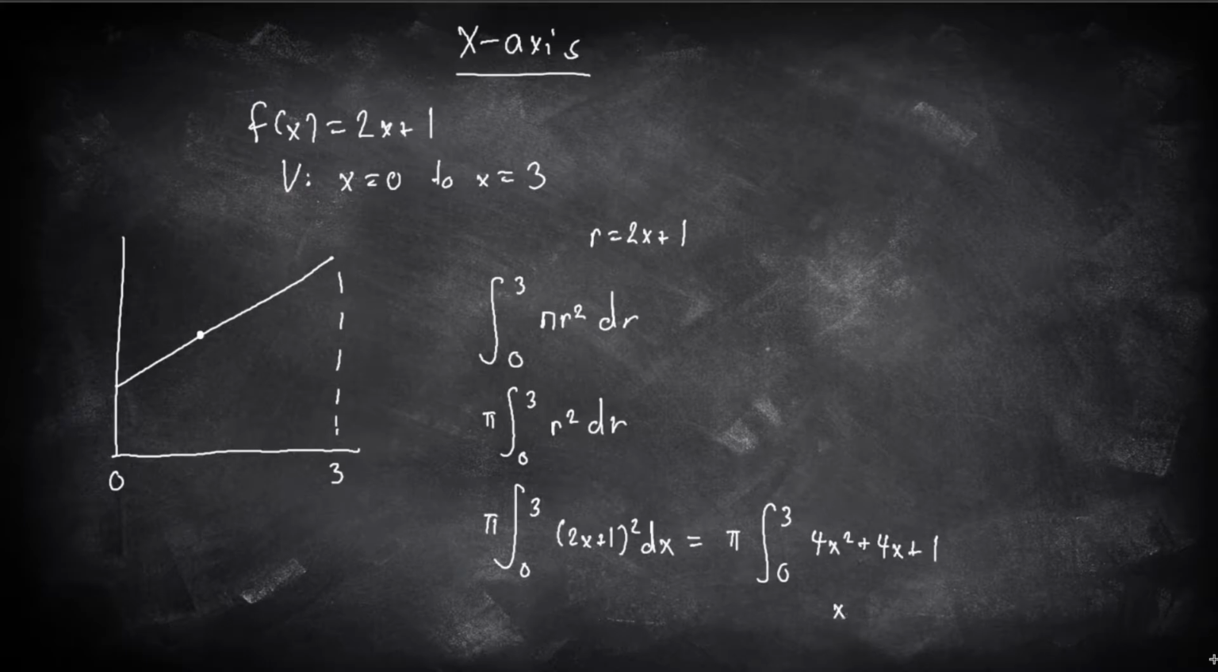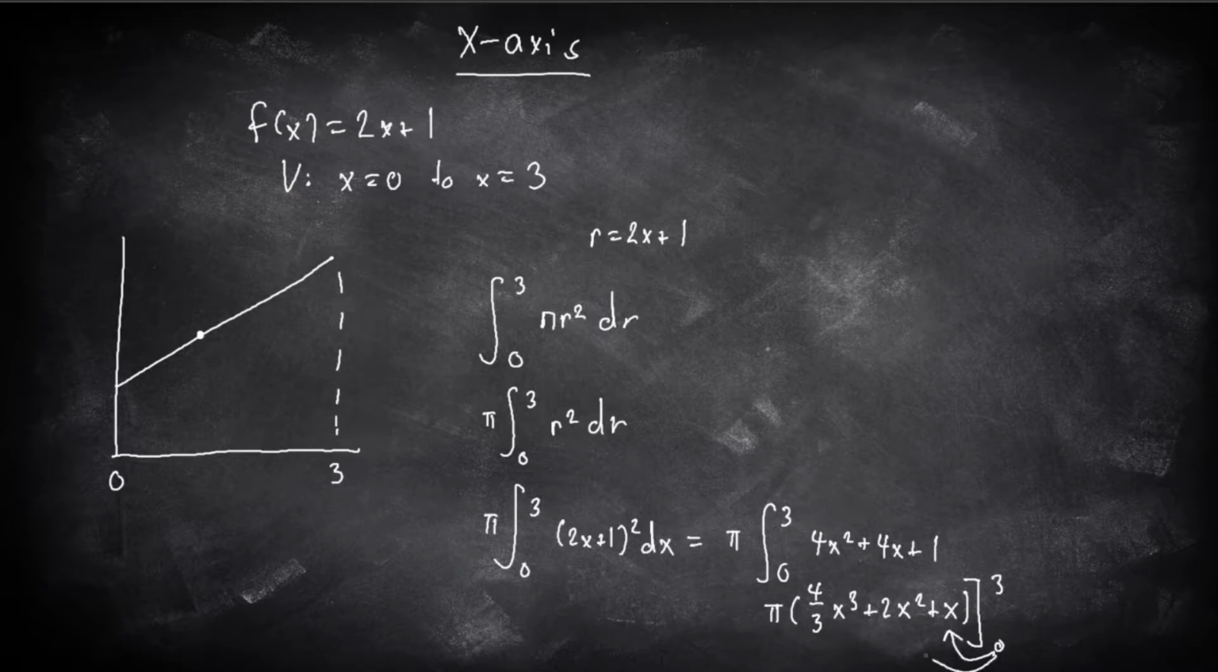So that is x to the power 3. The derivative of this is 3x squared. We want 4x squared, so we scale by 4/3. The integral of 4x is x squared. The derivative of this is 2x. We want 4x, so scale by 2. The integral of a constant is always linear, so that's x. Evaluated from 0 to 3. And remember these are multiplied by pi.